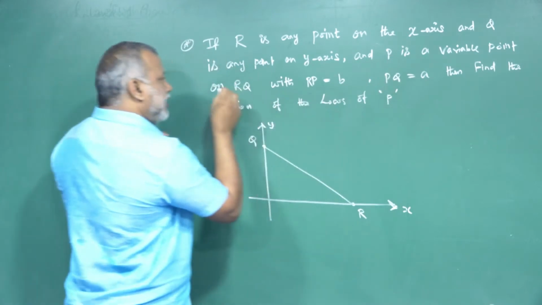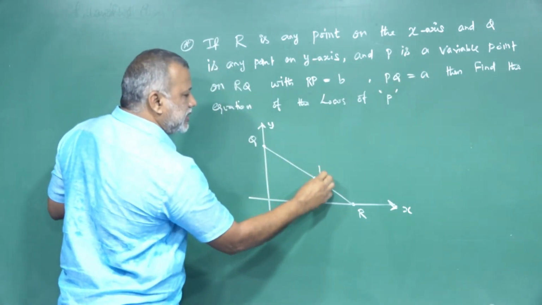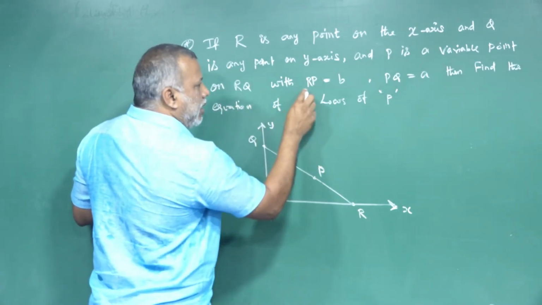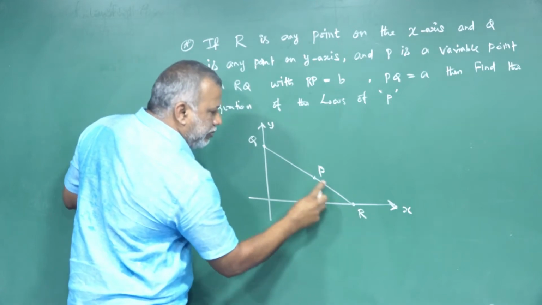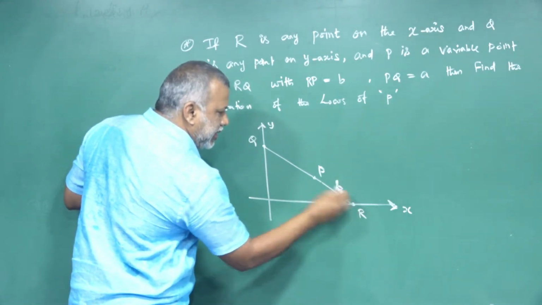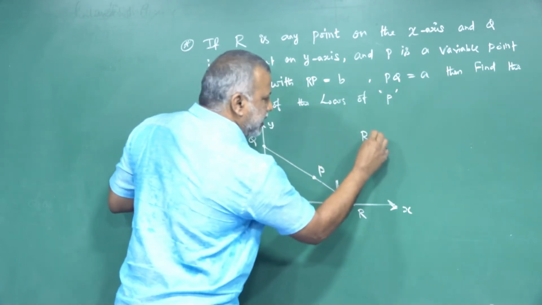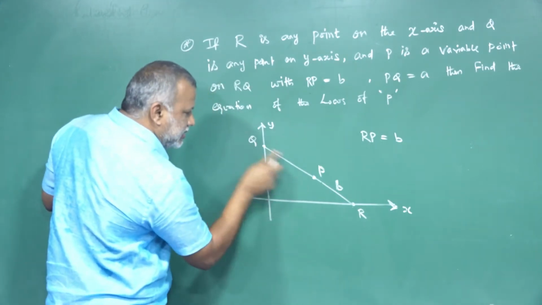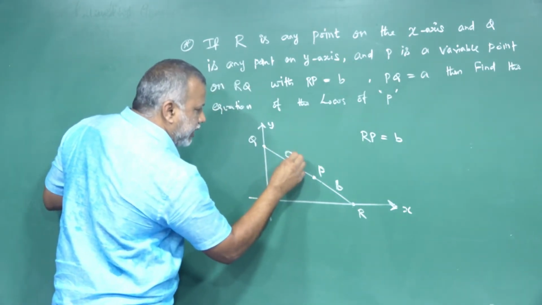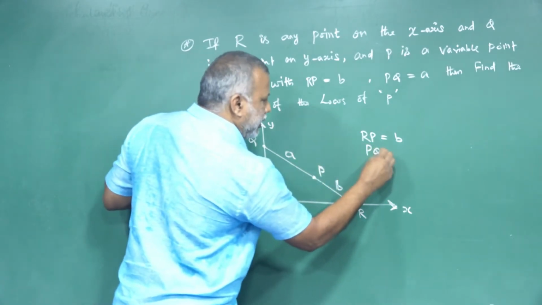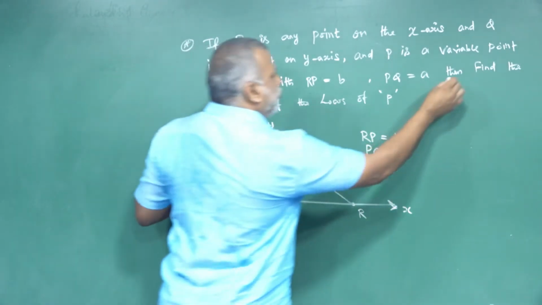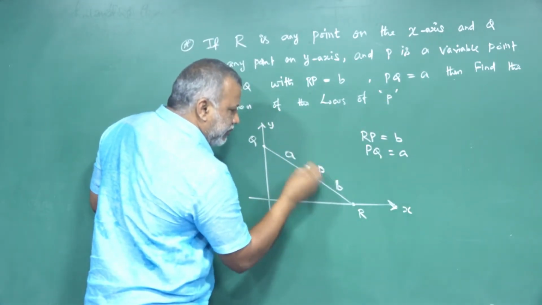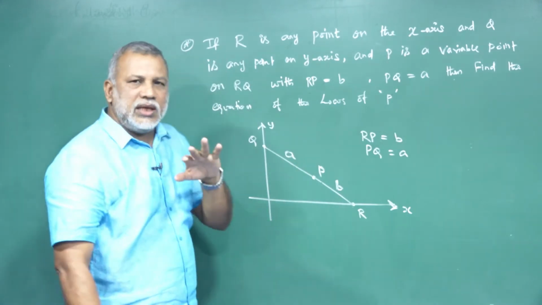Now P is a variable point, so I can select a point P on RQ with RP equal to b. This distance is b. As per the given data, RP equals b and PQ equals a. This is the distance PQ, so PQ equals a. Now find the equation of the locus of this point. So I have to find the locus of this point. This is the given data.